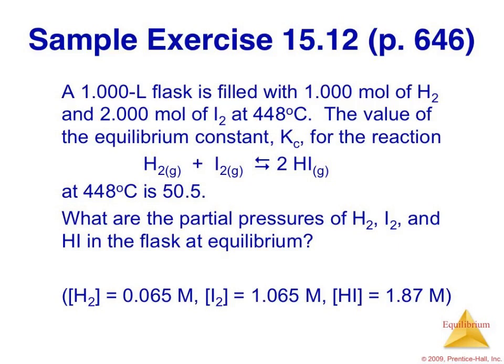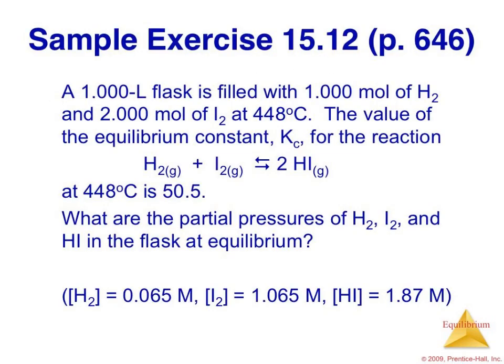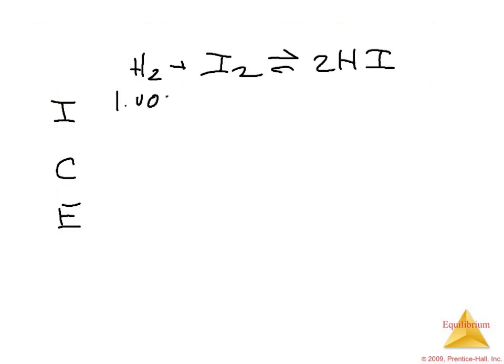This ICE table, we already have the K value, so we're actually solving for something a little different. So my reaction here, again, is H2 plus I2 yields 2HI. It's a nice, easy reaction to do this for. And then I'm going to make my ICE here. And I may have to erase some of this at some point because I'm going to run out of room. But what we know at this point, we've got 1.000 molar H2. Okay, and we have 2.000 molar of I2.